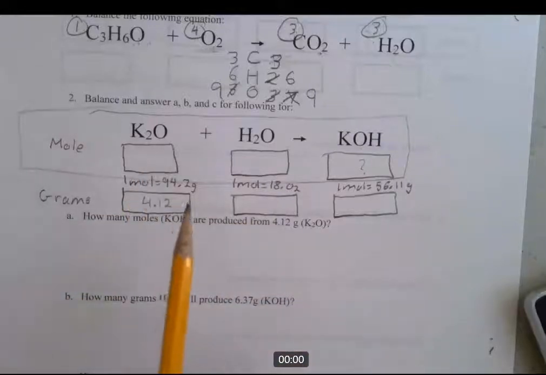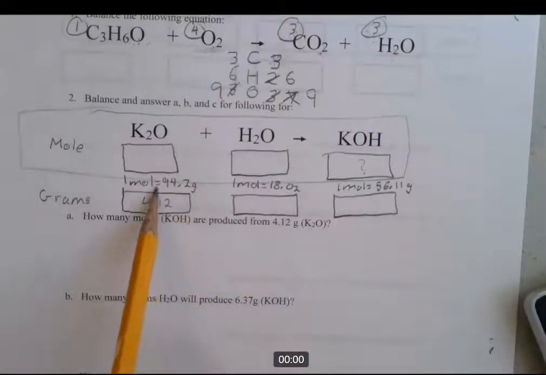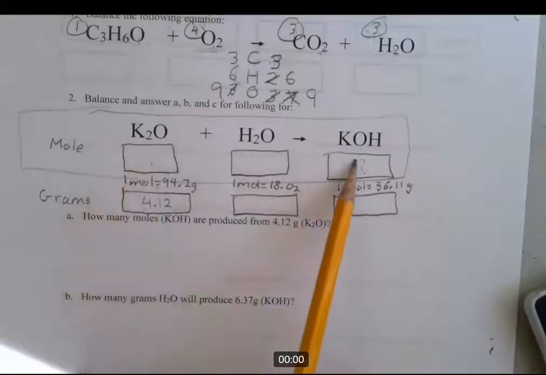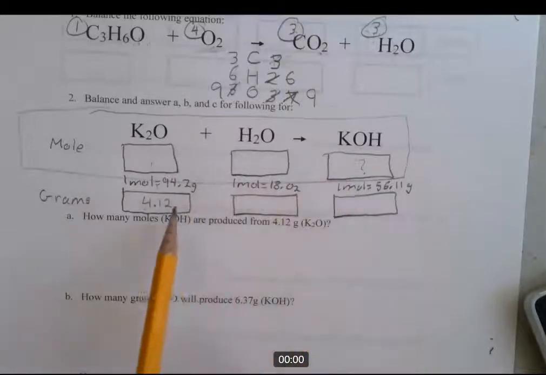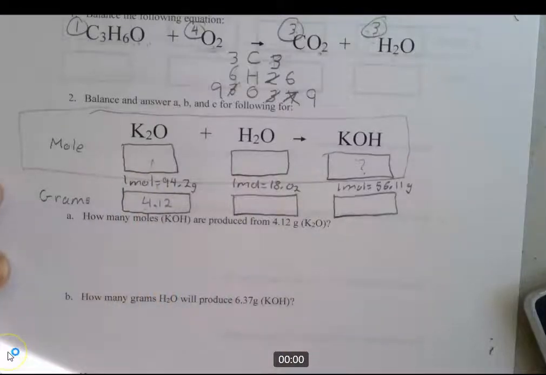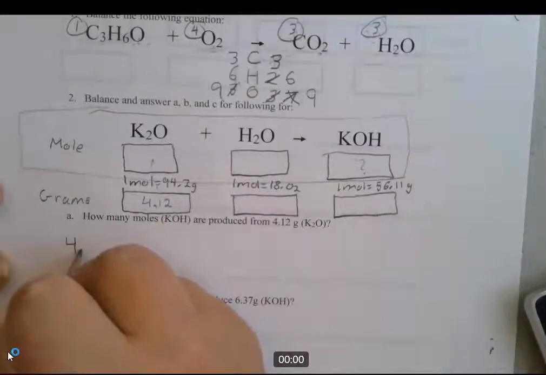All right, so what's the strategy? We need to go through the molar mass to get into the equation for K2O, and then we need to go across the equation to get KOH, get moles of KOH. So that's a two-step process. 1, 2. So we start with what we know, way over here.